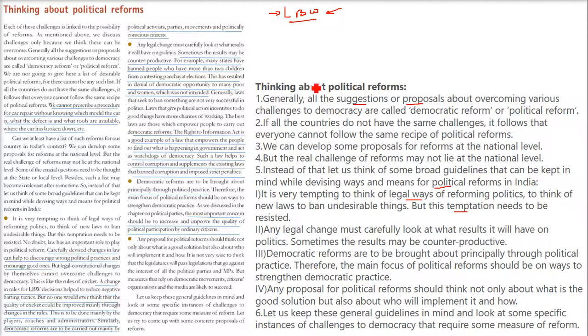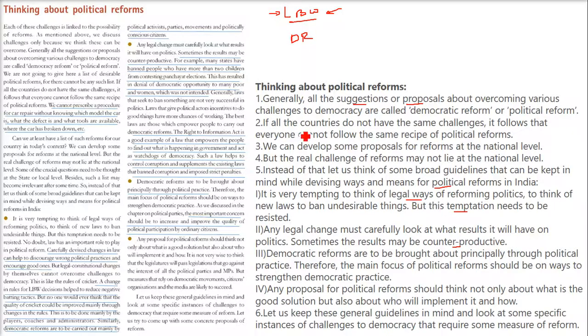Similarly, if you want democratic reforms, you have to go to the political activists, the parties, the movements, and politically conscious citizens. Then only can the reforms be done. Any legal change may throw back, so we must carefully look at what results it will have on politics. Sometimes the result may be counterproductive.